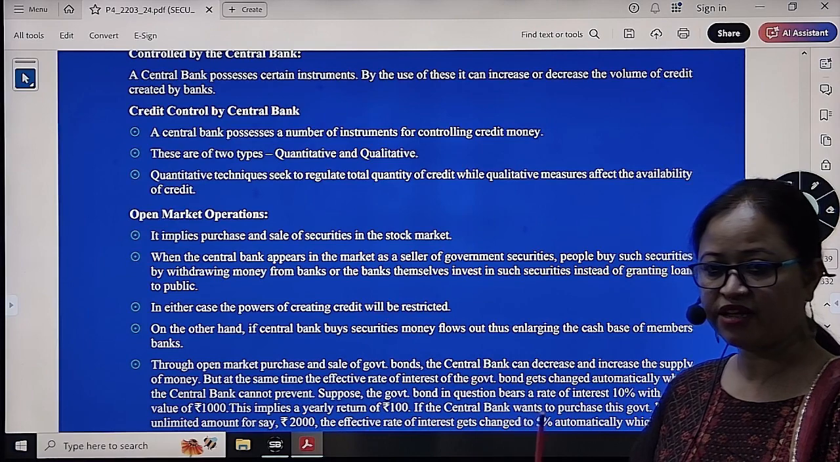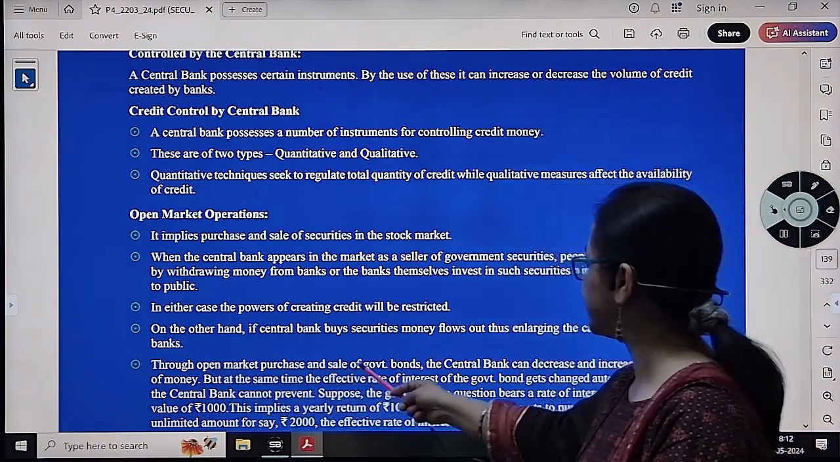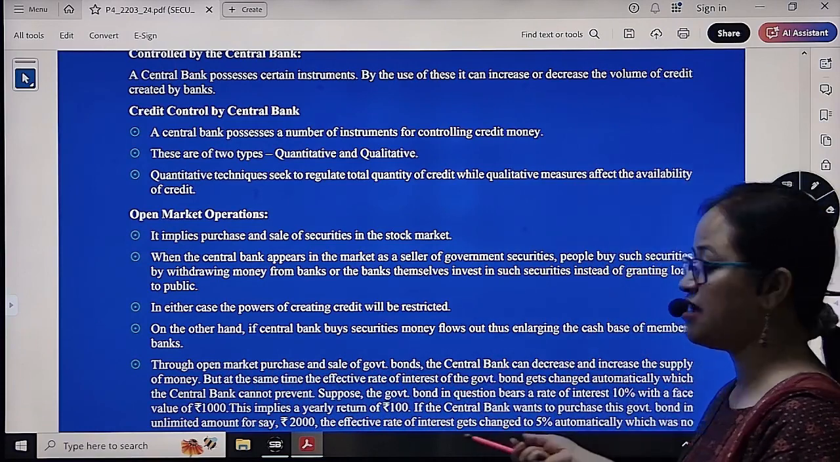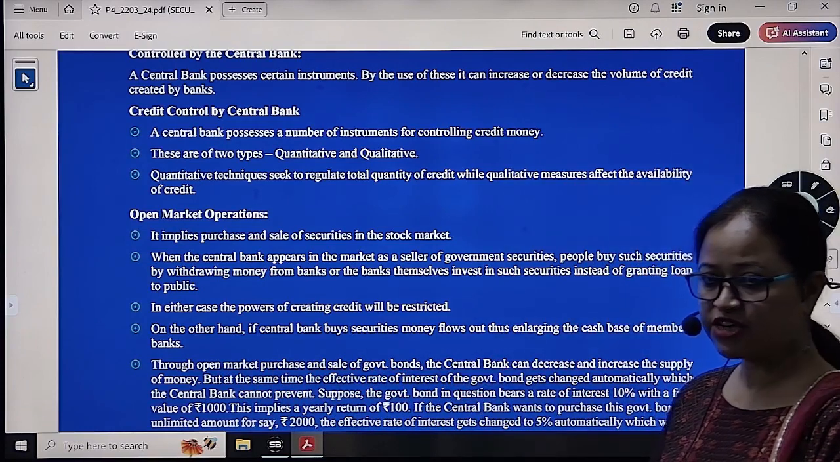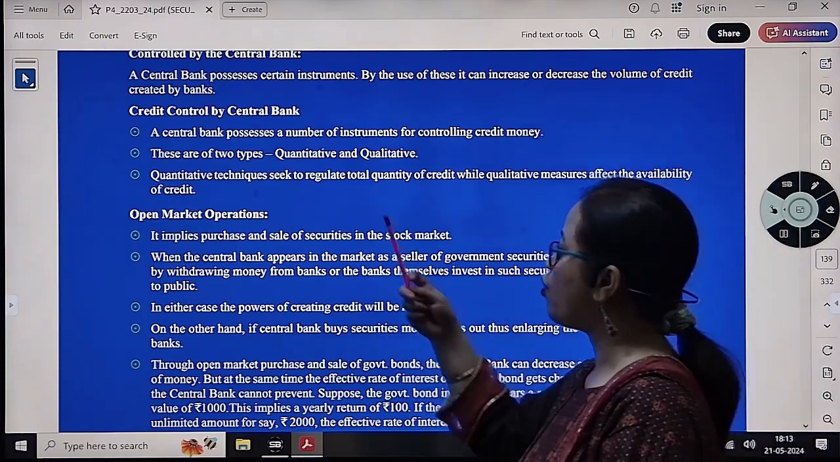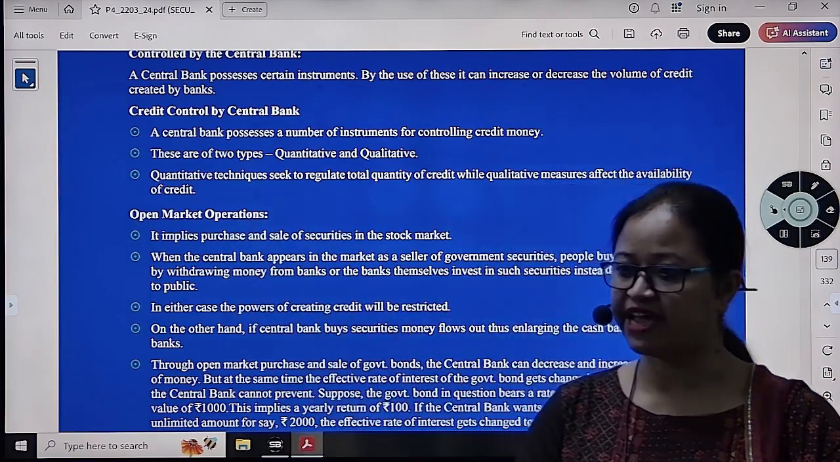Central bank will, yes, buy. So through open market purchase and sale of government bonds, the central bank can decrease and increase the money supply. Okay, so money supply can be increased or decreased with the help of one technique, that is open market operation. Either the central bank will buy or sell.